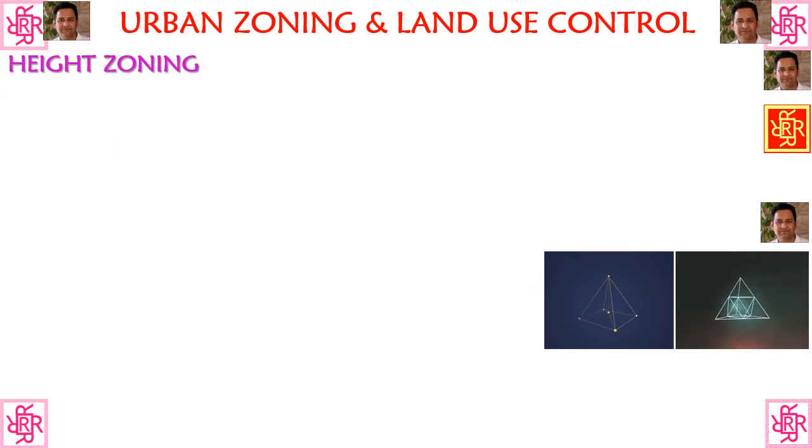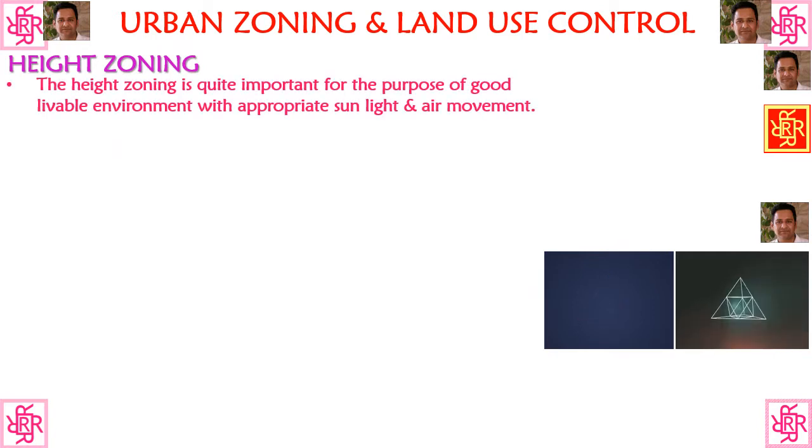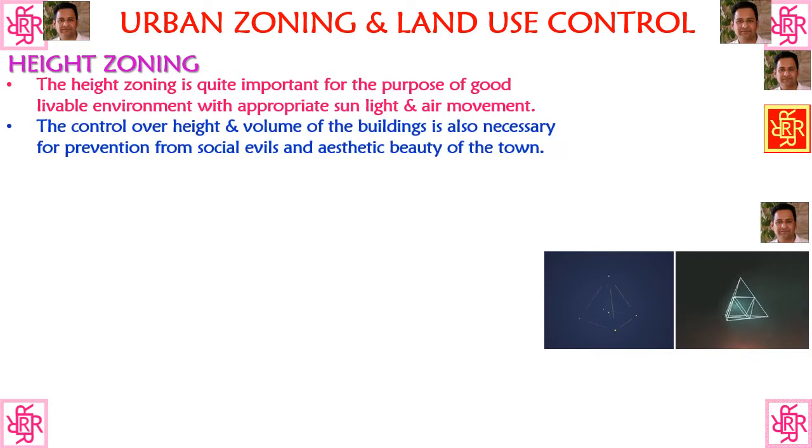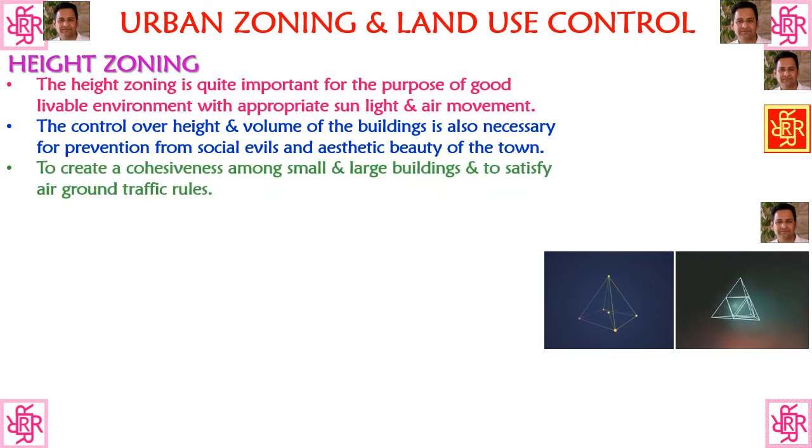Now comes height zoning. Height zoning is quite important for the purpose of a good livable environment with appropriate sunlight and air movement within the buildings. The control over height and volume of buildings is also necessary for prevention from social evils and for the aesthetic beauty of the town, to create cohesiveness among small and large buildings and to satisfy the air and ground traffic rules.